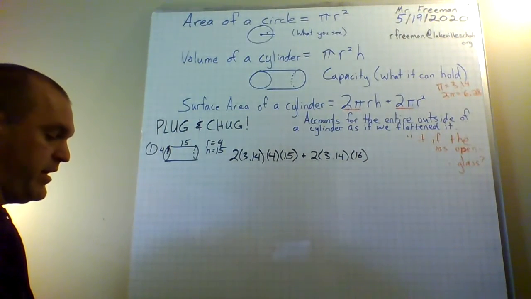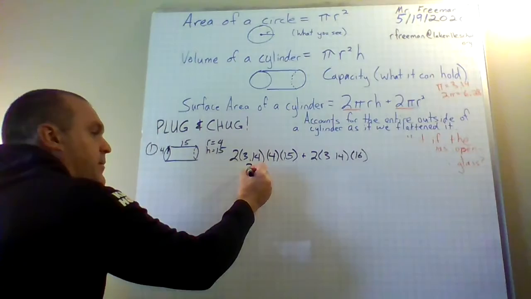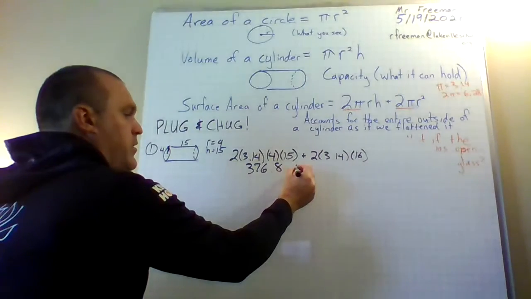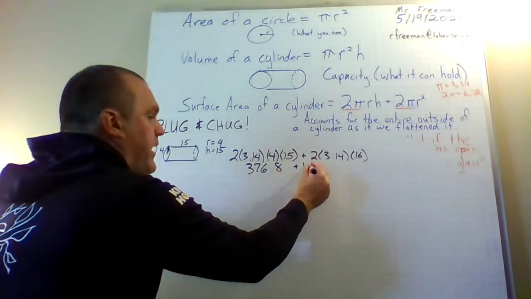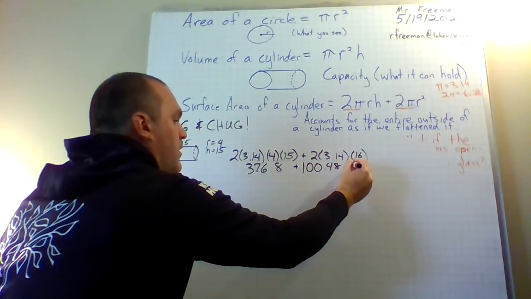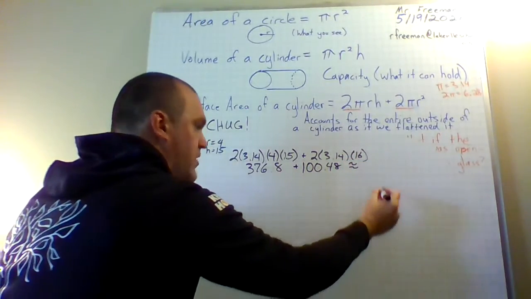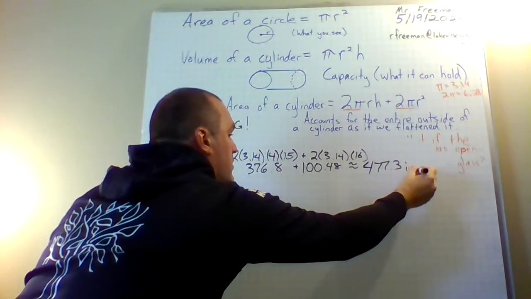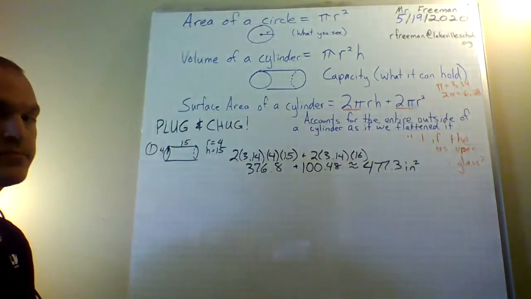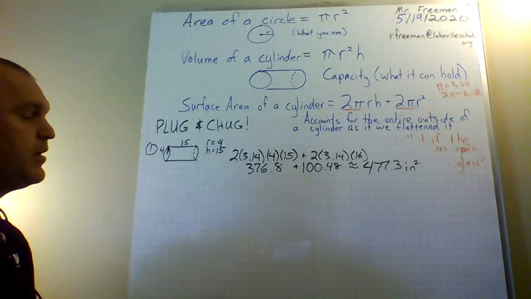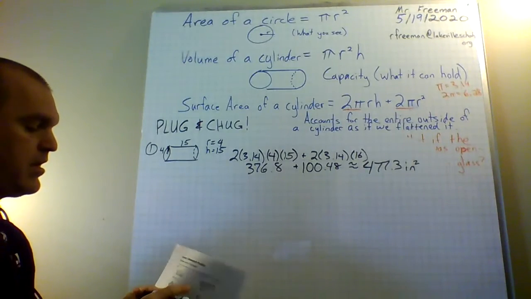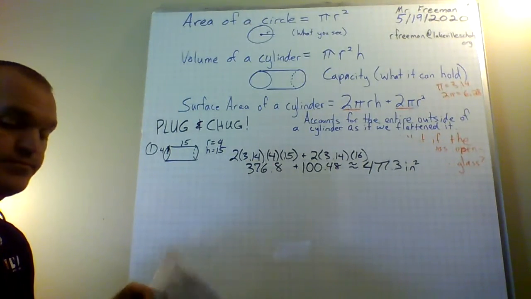Now, we plug those into our calculator. You're going to get 376.8 when you do that part. When you do the second part, you're going to get 100.48 for an answer that should be close to 477.3 inches squared. Okay, take a look at that. The answer on your answer key says 477.5, so we're definitely close enough to say, yeah. The only difference was what they used for pi, of course.